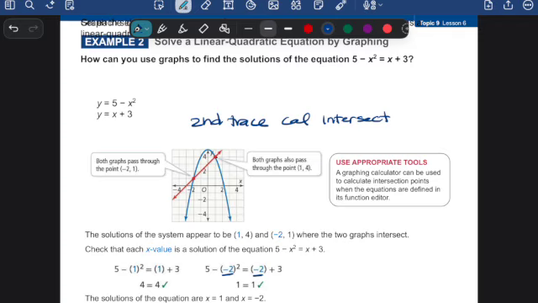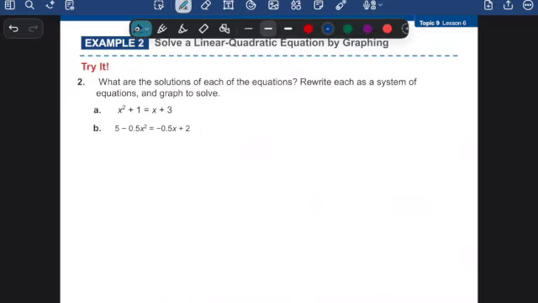And if I plugged in the x value for my other solution, it would make both equations true. They would be the same thing. They would get the same y value, the same output. Try it number 2. Rewrite this as a system of equations and graph to solve.